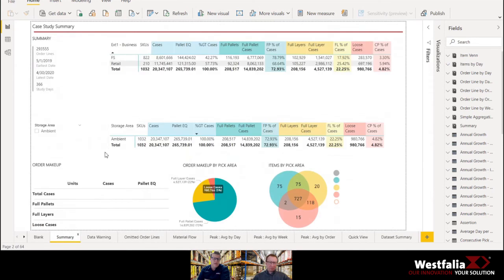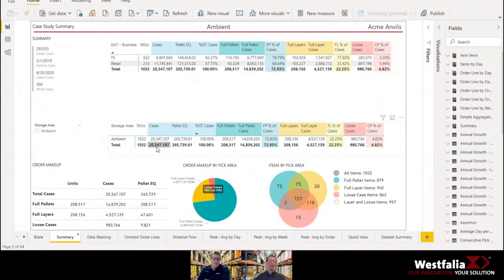Yeah, no worries. So for this system, they're shipping 20 million cases annually, the equivalent of 265,000 pallets. So that's pallets going out the door, about that much volume. The question, though, is how does this break down into different picking areas? How often can they fulfill with a full pallet? How often do they need to pick cases by hand, or can we automate layer picking? This pie chart here is a good summary of that.